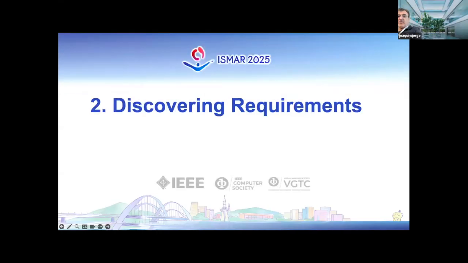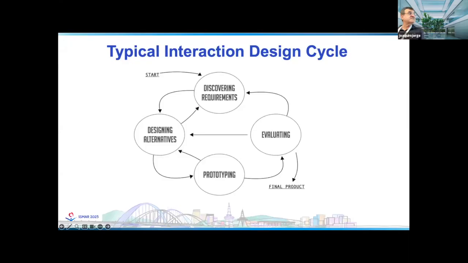So, discovering requirements. This is the first stage in the interaction design cycle. One question: how many of you, just by a show of hands, sorry, I don't have the time to create a Zoom application here, have designed for augmented reality before? Mixed? VR? Okay, very good. About half the people here have some experience there. So this should be familiar to you, right?